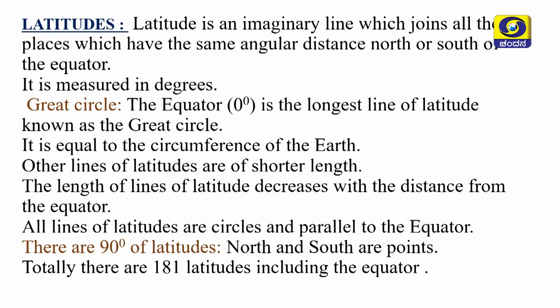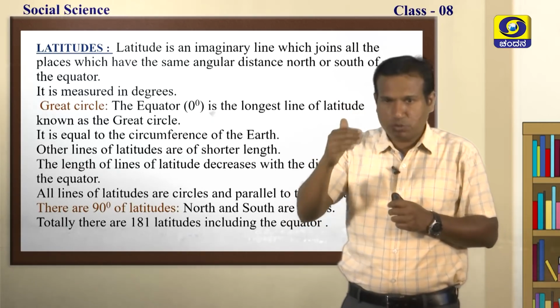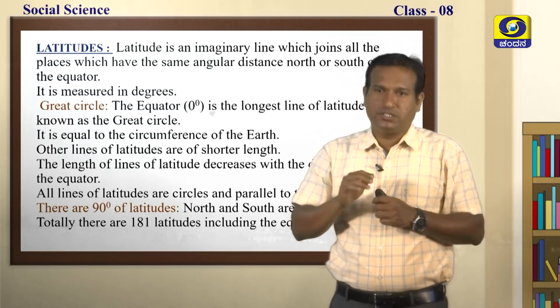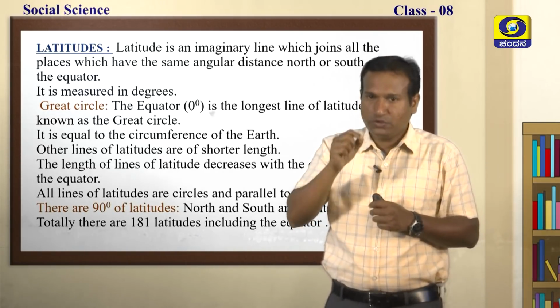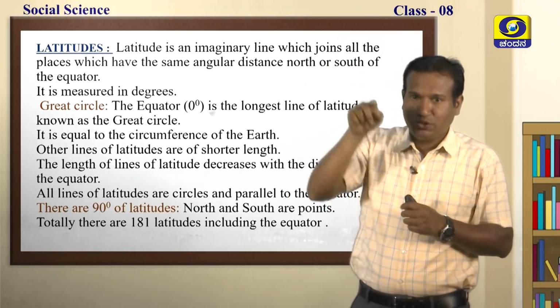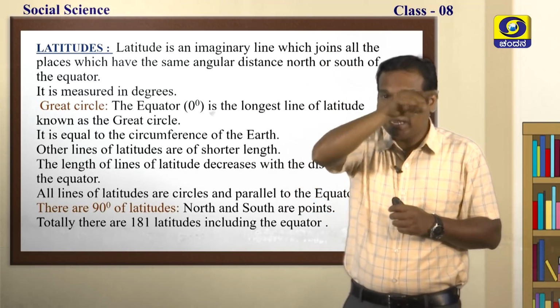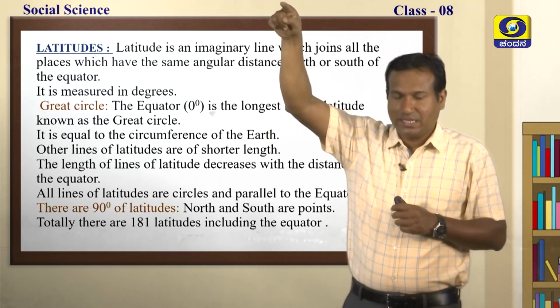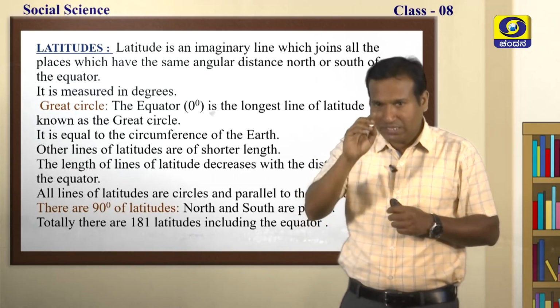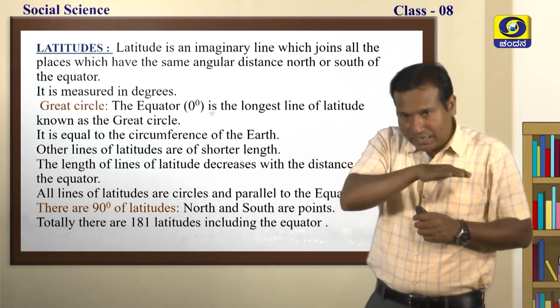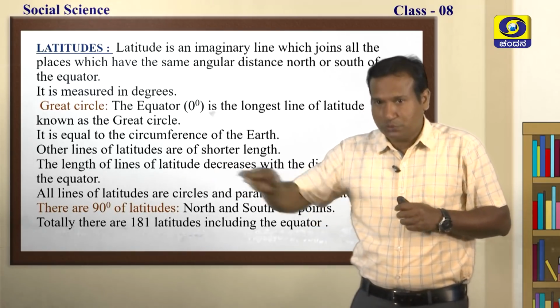From the equator towards the polar region, we have 90 latitudes. From the equator, if it comes toward the southern polar region, we have 90 latitudes. If you go towards the north polar region, you have 90 latitudes. Same way, if you come to the south polar region from the equator, you have 90 latitudes.